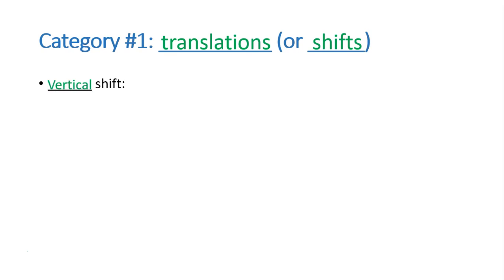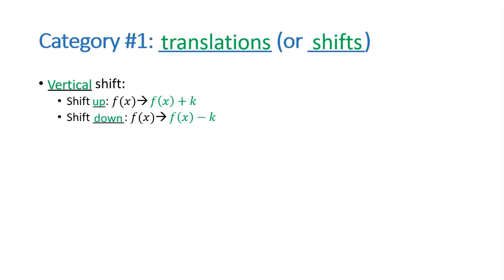The first possibility is a vertical shift. So to shift the graph up, f of x becomes f of x plus a number. So if we're applying the parent function and then after the parent function is applied, we're adding on a number, that tells us to shift the graph up that many units. Not surprisingly, to shift down, f of x becomes f of x minus a number. So if we apply the parent function and then subtract a number, that shifts our graph down that many units.